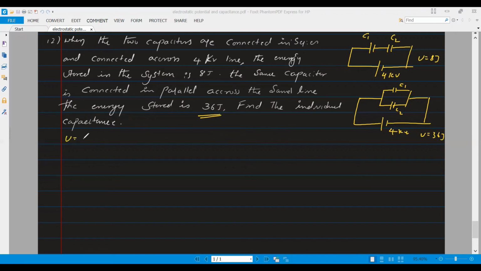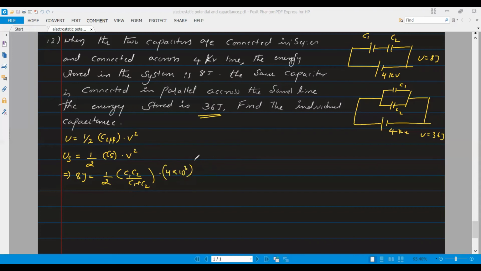The formula we use is energy stored is half C effective into V square. For the parallel combination and the series combination, let us write separately. First for series, U for series is going to be half CS into V square. US is given, that is 8 joule, which is equal to 1/2 into CS, that is C1 C2 divided by C1 plus C2, into V square, that is 4 into 10 to the power of 3, that is 4 kilovolt, square.